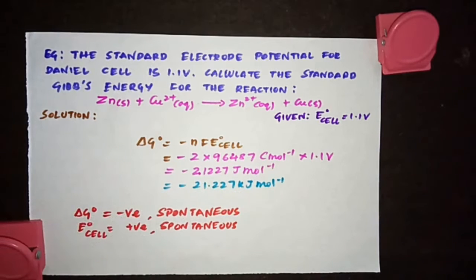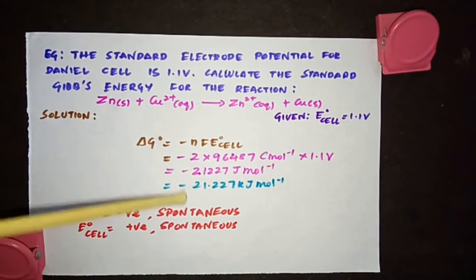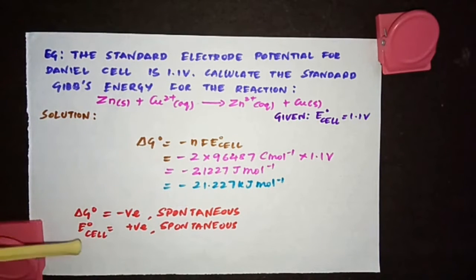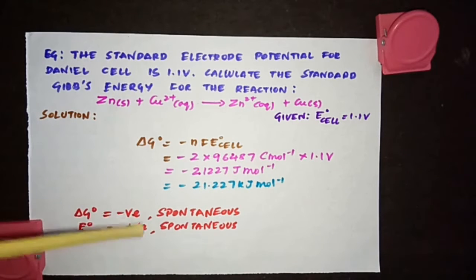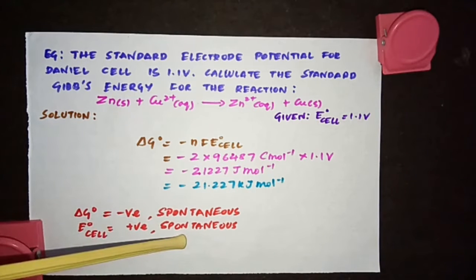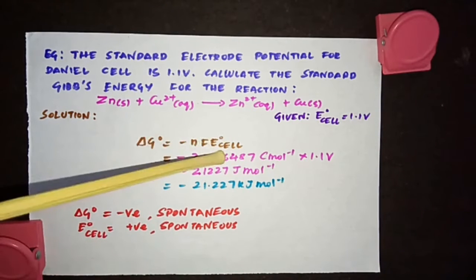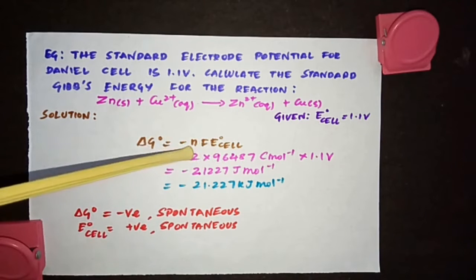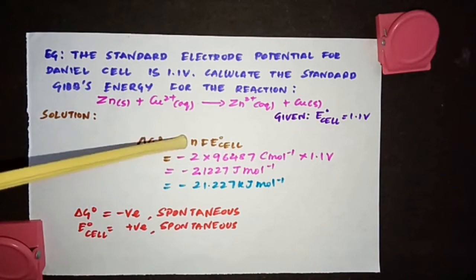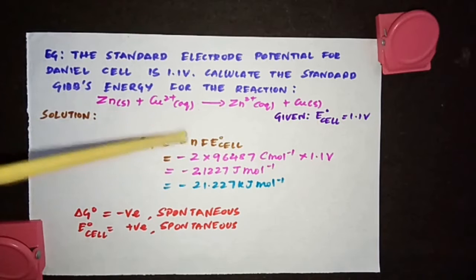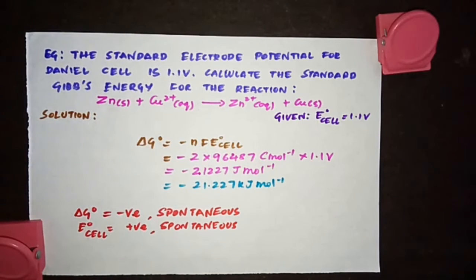And remember one thing, when del G naught value is negative, then the reaction is spontaneous. And one more thing, when E naught cell value is positive, then also the reaction will be spontaneous, because when E naught cell is positive, only then will you get the del G value to be negative. When E naught cell is negative, the negative sign will make del G naught positive, and that makes the reaction non-spontaneous. So remember, when del G naught value is negative, the reaction is spontaneous. In the same way, when E naught cell value is positive, the reaction is spontaneous.